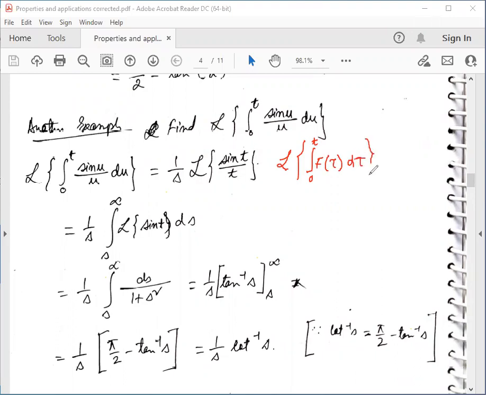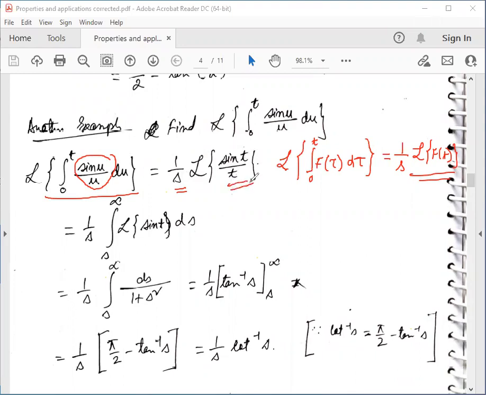What is this equal to? This is equal to 1 by s times the Laplace transform of f(t). So the Laplace transform of an integral is 1 by s times the Laplace transform of f(t), and we use that property here. And what is f(t) here? f(t) would be sin u by u, and if we replace u by t, we get the Laplace transform of sin t by t.